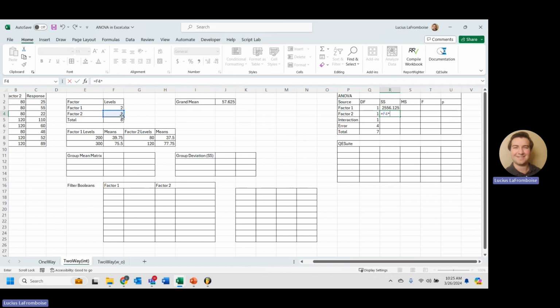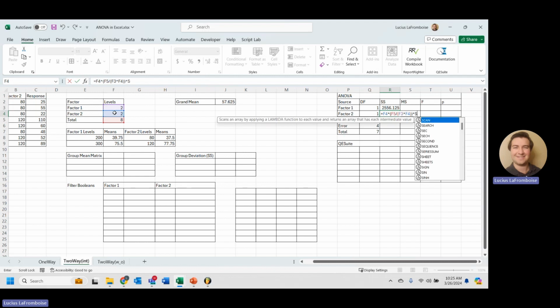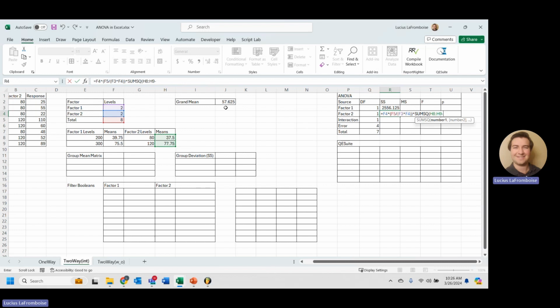For factor 2 it is going to be the same thing, except factor 2 level count times n divided by open another parentheses, factor 1 times factor 2, close those both, times the sum square of our means minus our grand mean, and enter. Awesome. So now for our SS interaction, we have to have our error and total, so we will just wait on that for now.